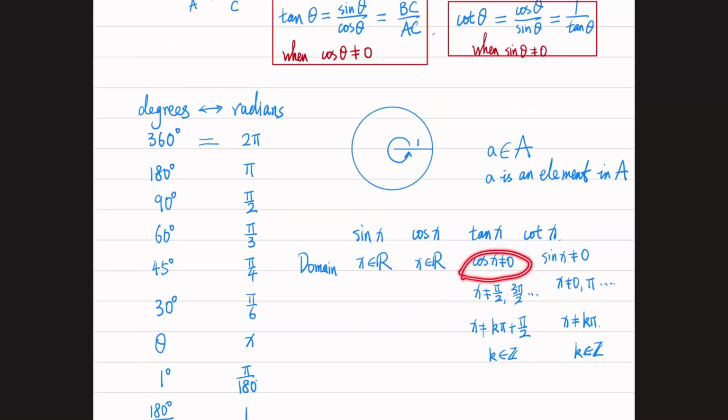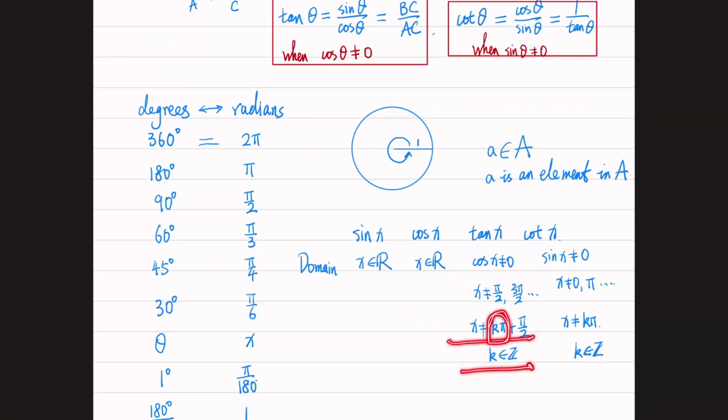The cosine of pi over 2 is 0, so X cannot be pi over 2. Cosine of 3 pi over 2 is also 0, so X cannot be 3 pi over 2. You check this one by one: X cannot be an integer multiple of pi plus pi over 2.